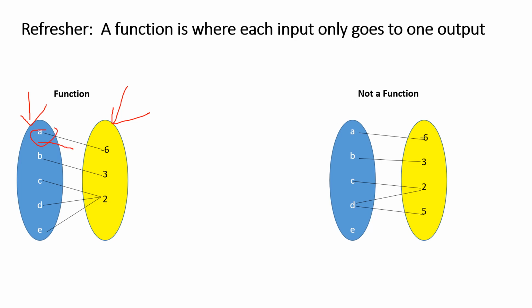A is only going to -6, B is going to 3, C is going to 2, D is going to 2, E is going to 2. Now, 3 of them are going to 2, but each individual input only has one line going out. On the right here, A is going to -6, B is going to 3, C is going to 2, D is going to 2 and 5. This is not a function because I don't know which one D is going to output, 2 or 5.